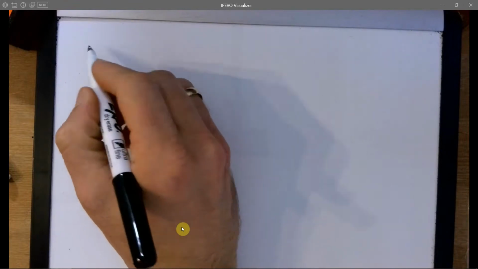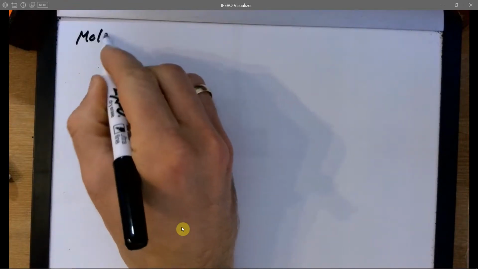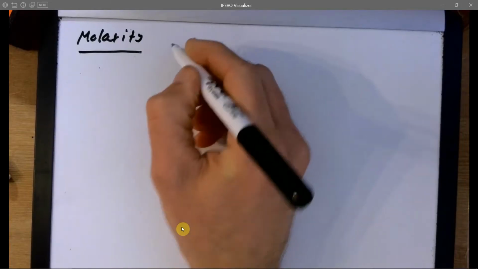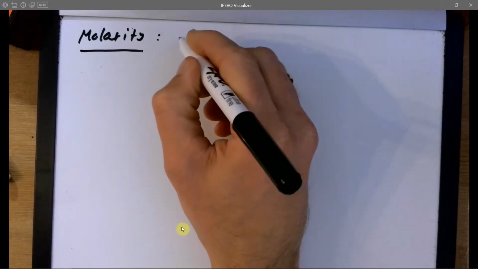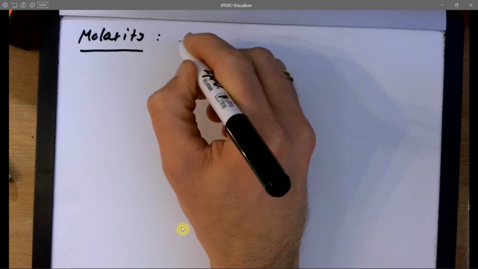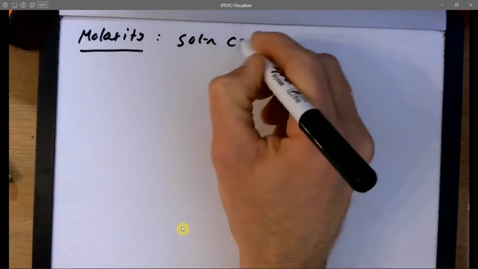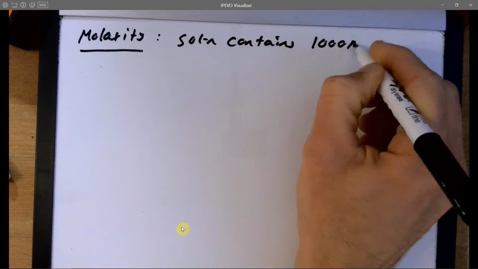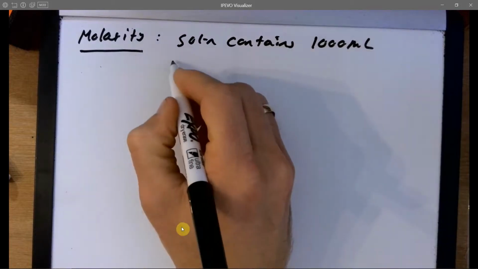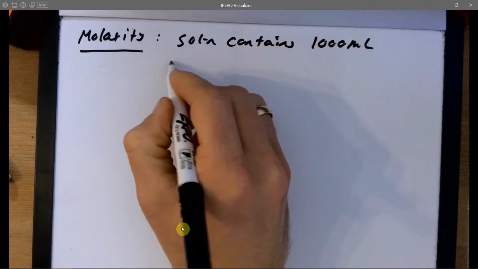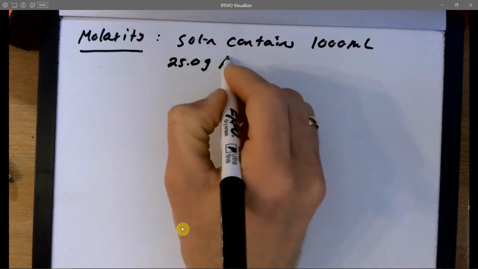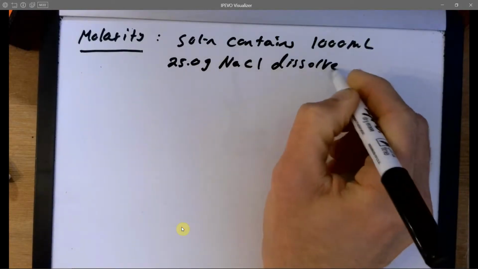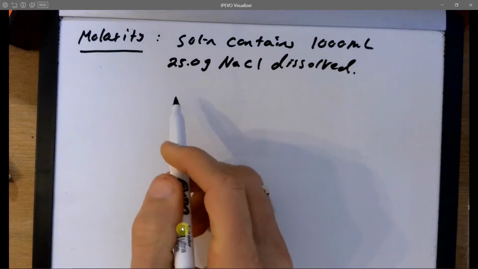Let's go over molarity. Again, we've seen it before, so I'm not going to dwell too much on it. I'll do one example to remind you of molarity. So calculate the molarity of a solution. Let's say a solution contains 1,000 milliliters, and in it we have, say, 25 grams of NaCl dissolved.